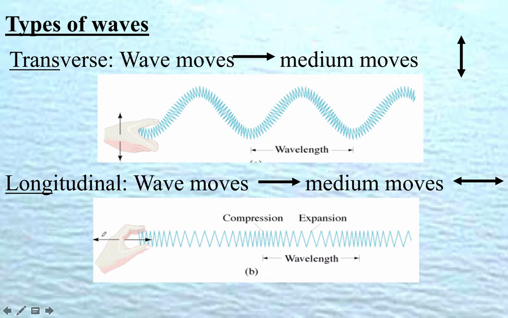Longitudinal waves: if we had a slinky, we'd actually move our hand this way, and we make expansion, compression, like that. So the concept is this. With a transverse wave, if say the wave is moving to the right, the medium moves up and down. In a longitudinal wave, the wave maybe moves to the right, and the medium moves right and left. It moves back and forth. It moves like this.